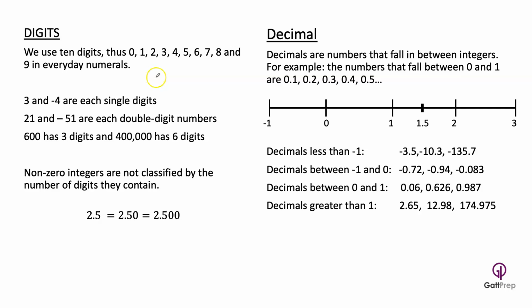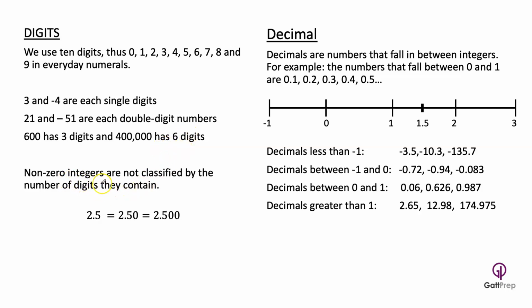Example, the numeral 712 is a number composed of 3 digits, 7, 1, and 2. We classify integers by the number of digits they contain. So for example, 3 and negative 4 are each single digits. 21 and negative 51 are each double digit numbers. 600 has 3 digits and 400,000 has 6 digits.